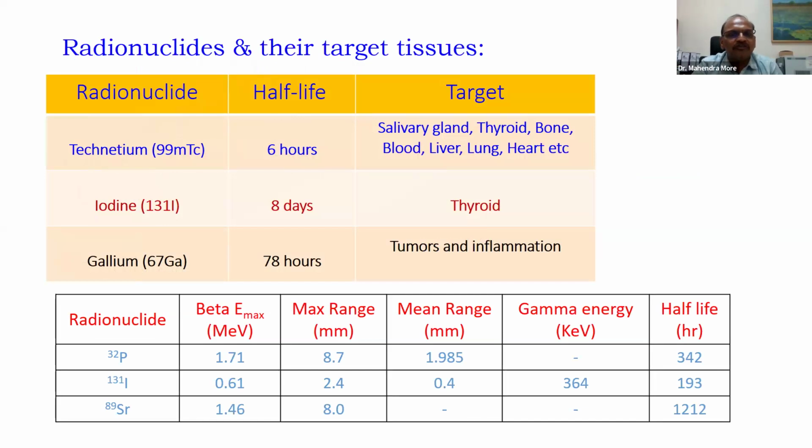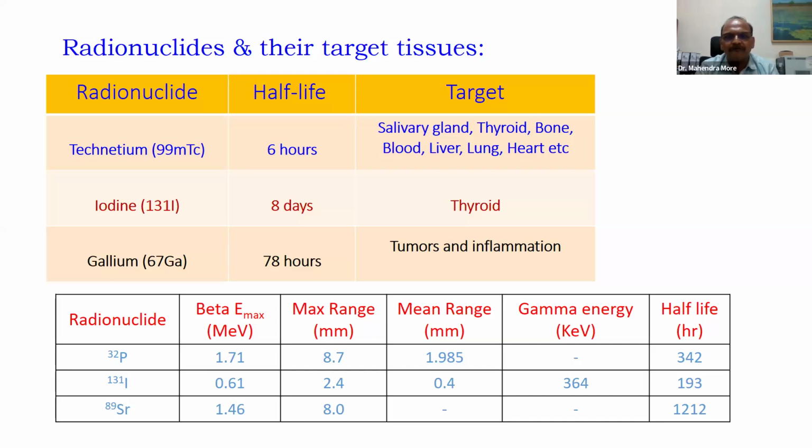So, which isotopes directly get absorbed in a particular organ? Technetium-99m, the isotope, has a half-life of 6 hours. It can target the salivary gland or thyroid gland. It can accumulate in bones. It can be used for blood, liver, lung, and heart. So all those studies can be performed with technetium-99m.